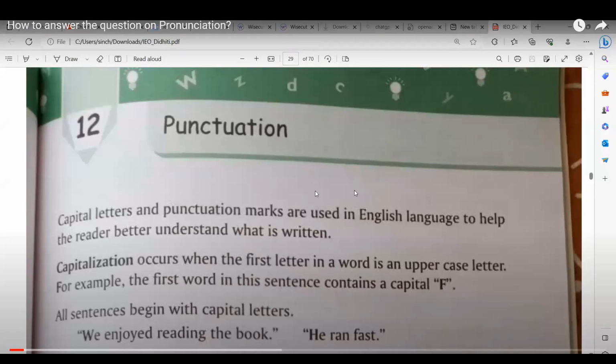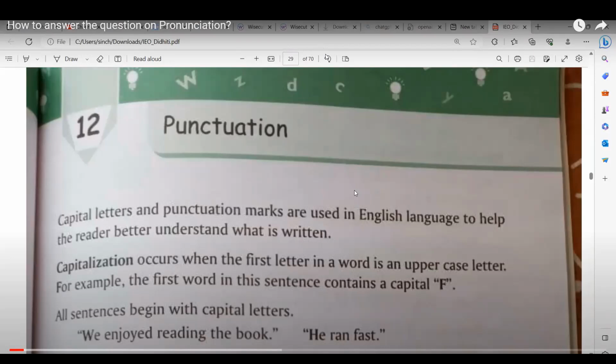We enjoy reading this book. He ran fast. Very good. Excellent. So, what do we understand better? Capital letters and punctuation marks are used in the English language to help the reader better understand what is written.